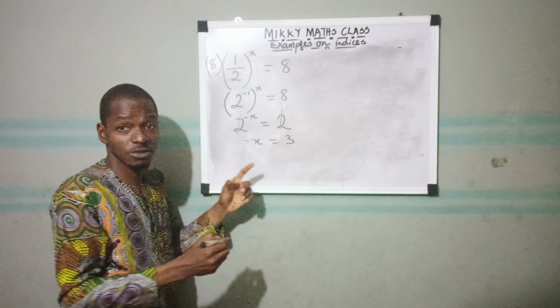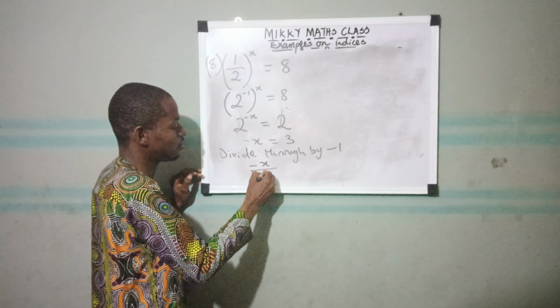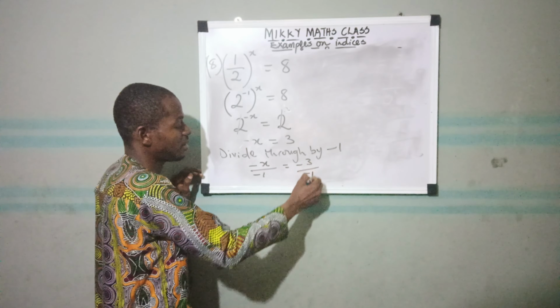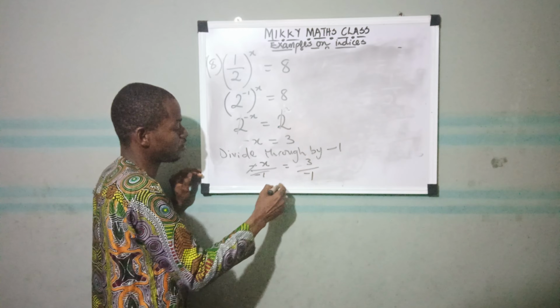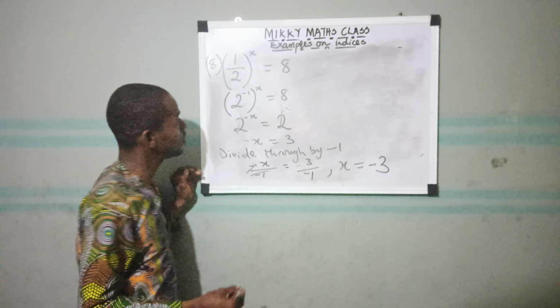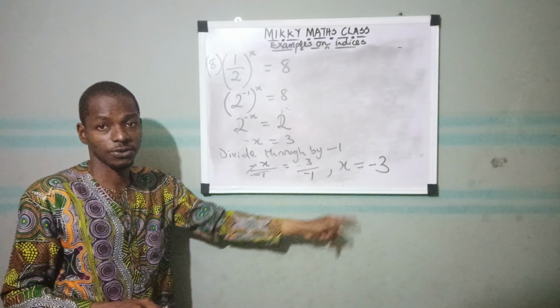But we are not interested in minus x. So I divide both sides through by minus 1. So this becomes minus x over minus 1 is equal to 3 over minus 1. The negatives cancel. So x is equals to minus 3. So the value of x is minus 3.